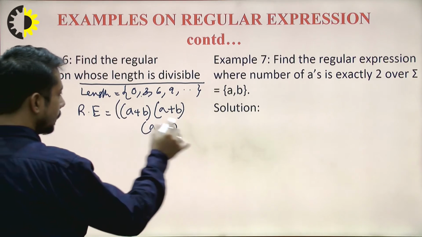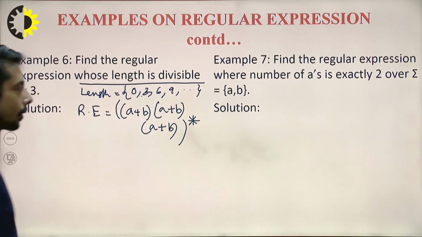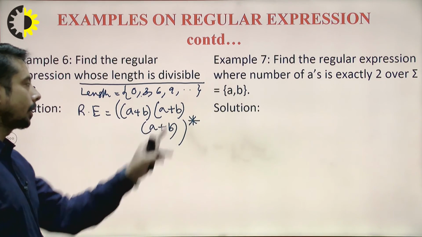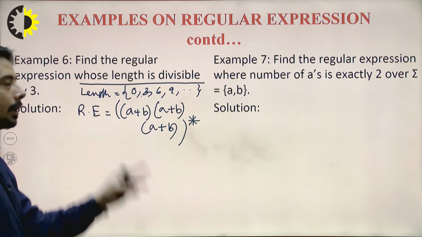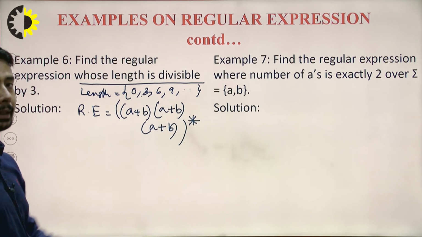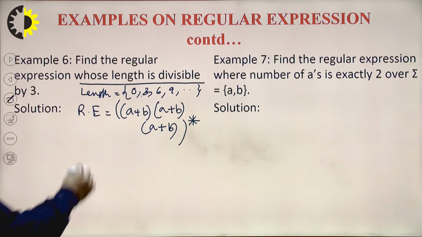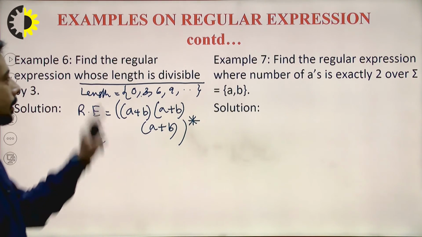So if I take over here an asterisk, can it work? Asterisk equals 0, then it will be epsilon. Asterisk equals 1, then it will be 3. Asterisk equals 2, then it will be 6. Asterisk equals 3, it will be 9. Then it will keep on going. So this is a perfect way of working the regular expression.